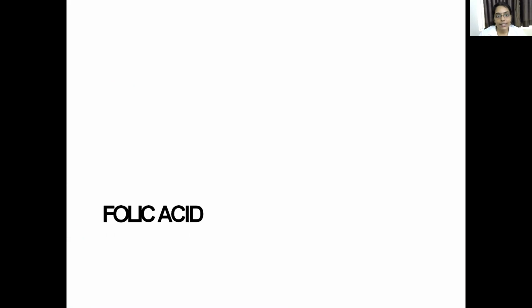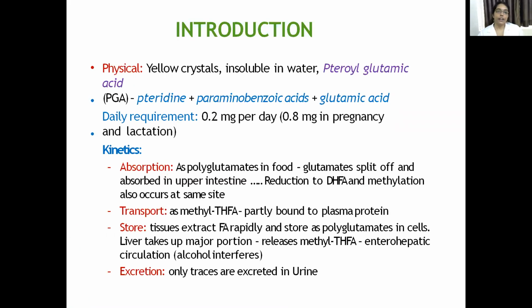Coming to folic acid, the physical properties are: it occurs as yellow crystals which are insoluble in water, and chemically it is pteroyl glutamic acid. It consists of pteridine plus para-aminobenzoic acid plus glutamic acid. The daily requirement is 0.2 mg per day, and in pregnancy and lactation the requirement is increased to 0.8 mg.